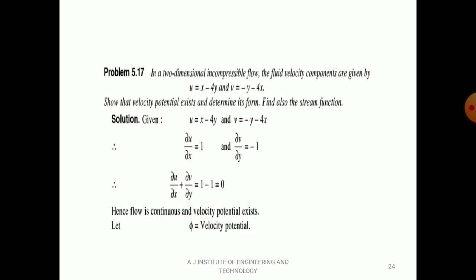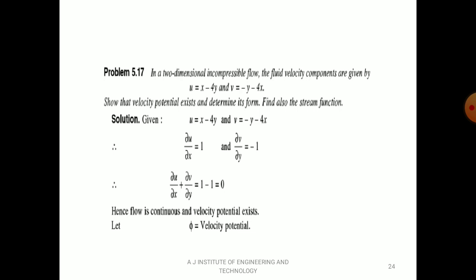So solution, just write down the given contents: u equal to x minus 4y and v equal to minus y minus 4x. Now just differentiate u with respect to x and v with respect to y. Dou u by dou x equal to 1 and dou v by dou y equal to minus 1. You have to show the velocity potential function exists. So from the continuity equation, dou u by dou x plus dou v by dou y is equal to 1 minus 1, that is equal to 0. So hence the flow is continuous and velocity potential exists.